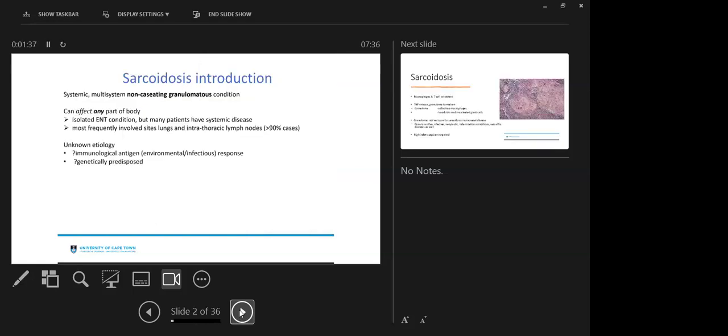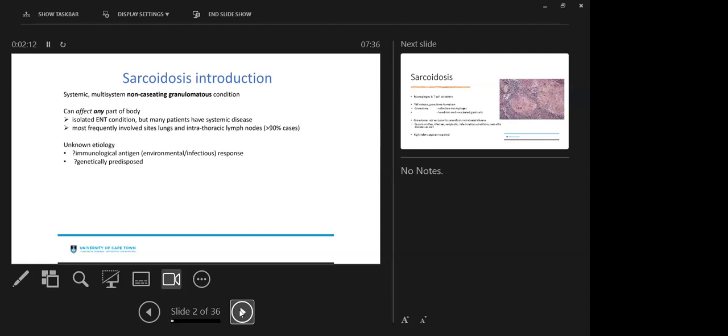So sarcoidosis is, in essence, a systemic, multi-system, non-caseating granulomatous condition. But the granulomatous, non-caseating component is not exclusive to sarcoid. It can affect any part of the body, not only the ENT systems, but it can also occur as an isolated ENT condition. A lot of the patients that you see will actually have systemic disease, so an ENT manifestation will not be the only way in which it manifests.